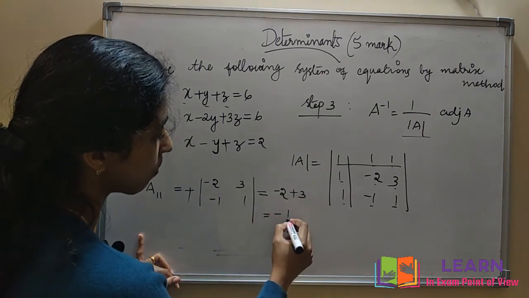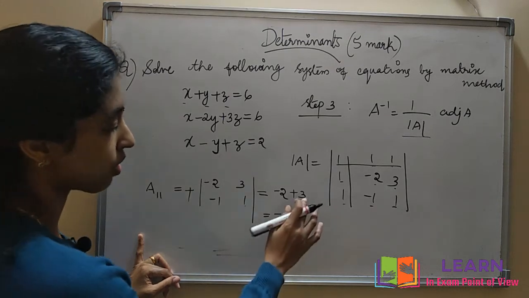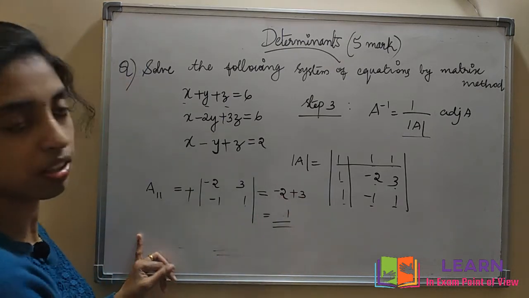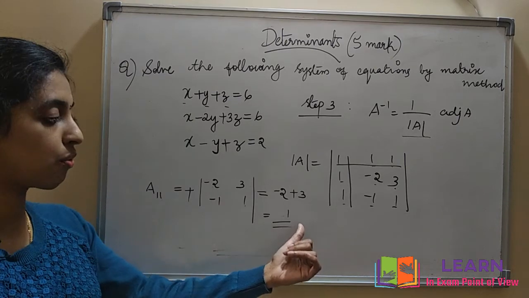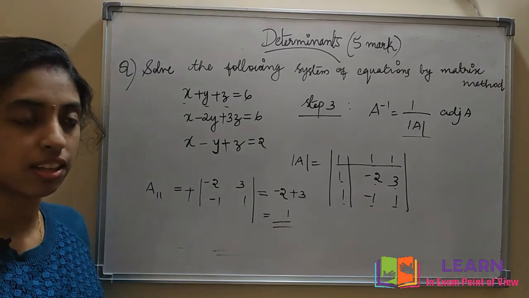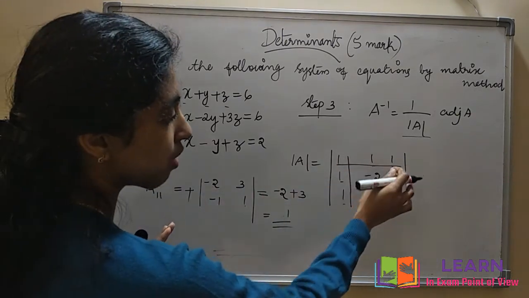That is, we have -1. Sorry, it's 1. 3 minus 2, it's 1. Correct. That is the value of A11. This is called the cofactor. So like this we need to find for each element.